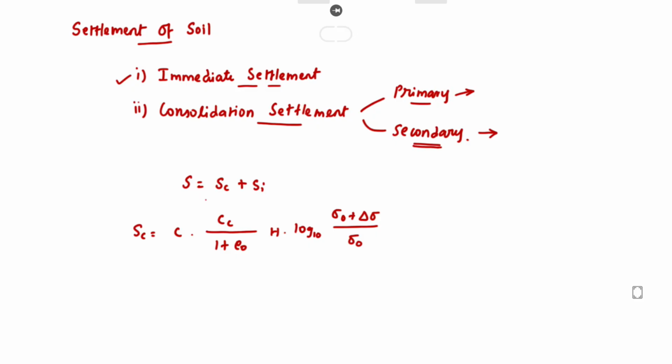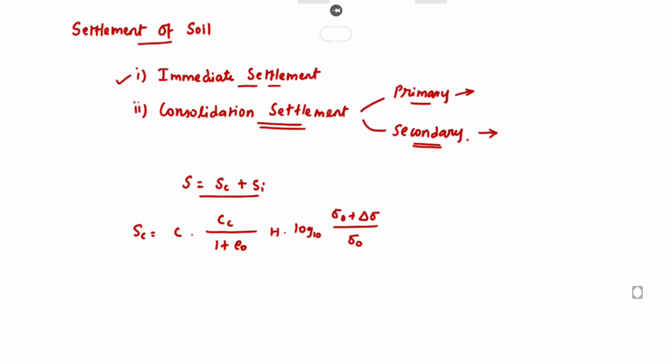Now the total settlement is the summation of consolidation settlement as well as immediate settlement. The immediate settlement is mainly based on the uniformly distributed load, how much loaded area is there, then the modulus of elasticity and Poisson ratio of the soil. But the consolidation settlement is mainly based on the compression index, the thickness of the compression layer, and then the effective stress and the stress increment that take place.